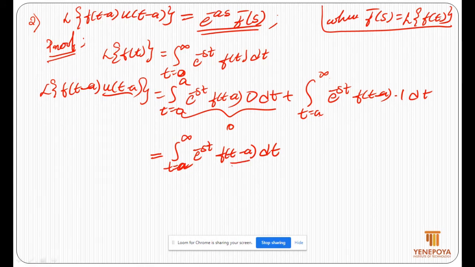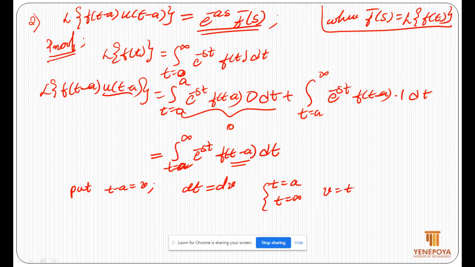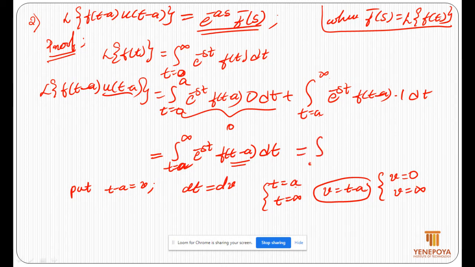Now I will substitute t minus a as v, so dt minus 0 equals dv, right, and the limit also changes. t equal to a and t equal to infinity are the limits; it becomes v as t minus a, the new function is t minus a, the limit becomes v equal to a minus a, that is 0, and infinity minus a is also infinity, so this becomes integration v equal to 0 to infinity, correct.